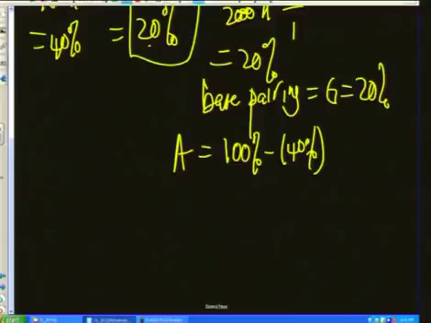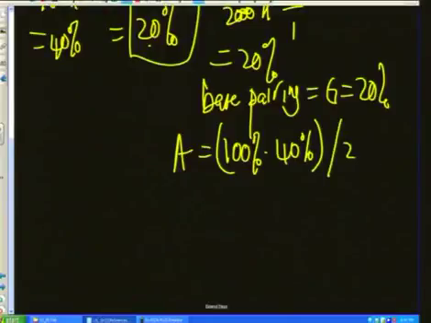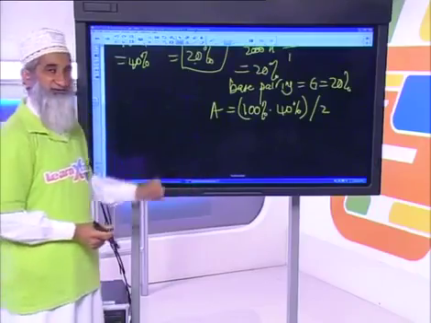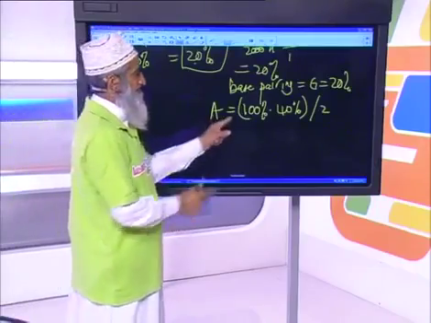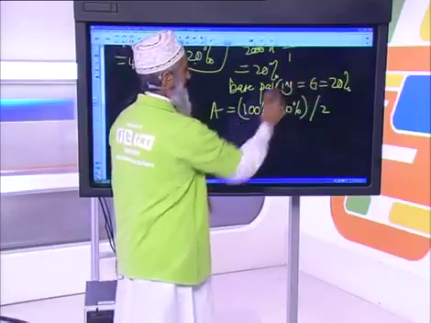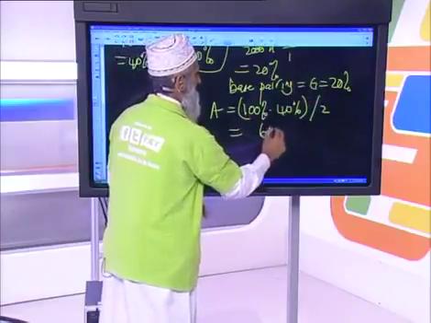Minus 40%, divided by 2. Hey, what the hell, man? This is life science. Why are we doing some heavy maths here? Let's understand what we're saying here. 100 minus 40, we're getting rid of that. It's equal to 60%, obviously, isn't it?